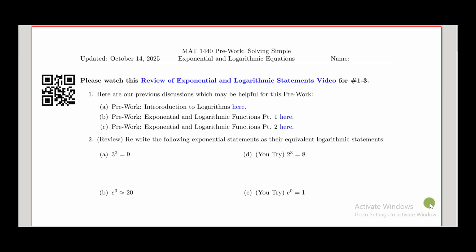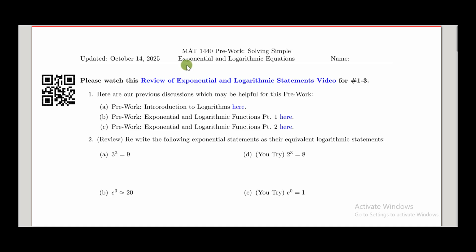Well, howdy folks, we're looking at solving simple exponential and logarithmic equations. This is an essential skill for calculus. Sometimes in the middle of a long calculus problem, you'll have to solve a straightforward logarithmic or exponential equation, and you don't want to get hung up on those steps.